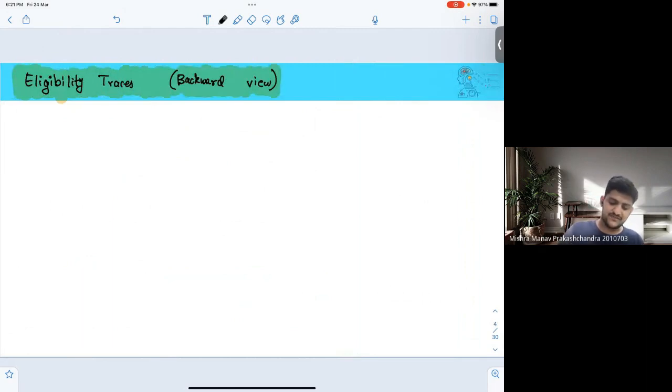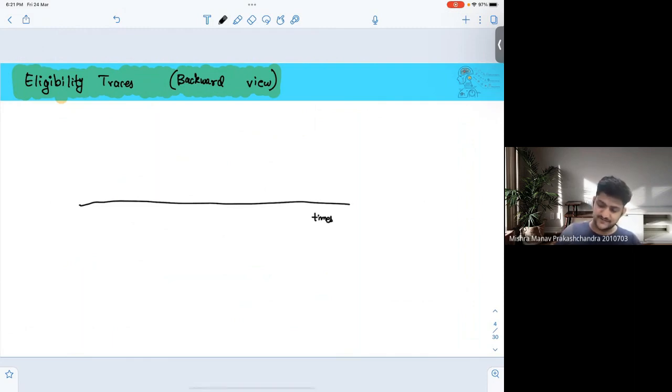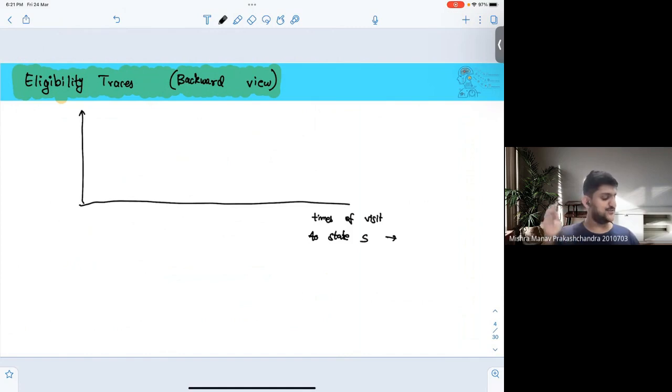Let's say my x-axis represents the times of visit to state S. Okay. So I have a state S, and this represents the time of visit that I have made for each state. Okay. So this axis represents the time, and this axis maybe represents the number of visits I have made to that state so far. Okay. So this is how the eligibility trace looks. So for each time step I visit, I get a value of 1, and that starts decaying exponentially. And again, the next time step I visit, I add a +1 to it, and so on.